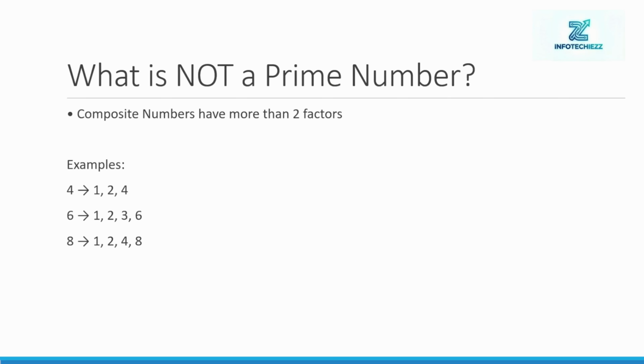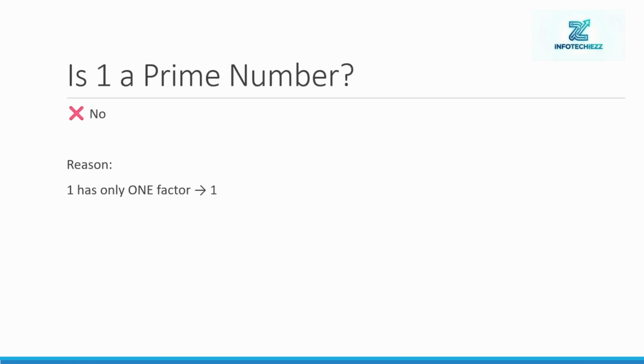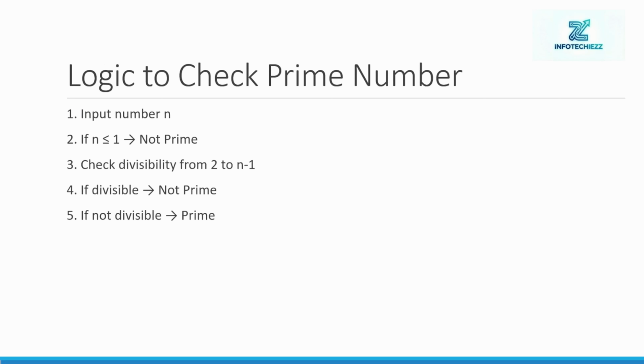Always remember 1 is not a prime number because 1 has only 1 factor. This is a very common interview trap: is 1 a prime number or not? 1 is not a prime number because 1 has only 1 factor, which is itself, but a prime number must have exactly 2 factors. So always remember this. After this, let's see the logic to check a prime number.